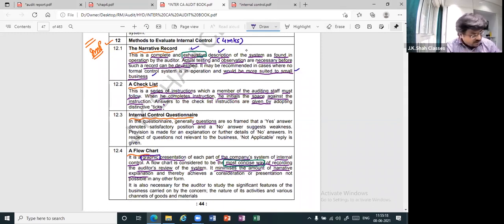Like see, it's a graphical presentation, it's the most concise way. So all these words should come. Other than that, your own words are okay, but it should have some relevance, some matching.